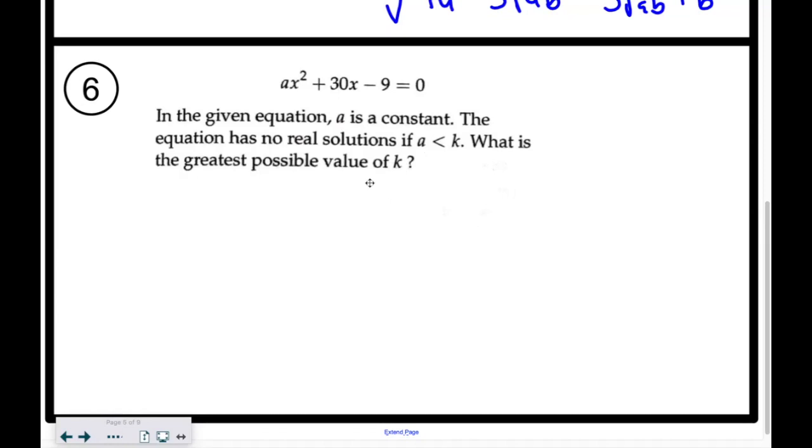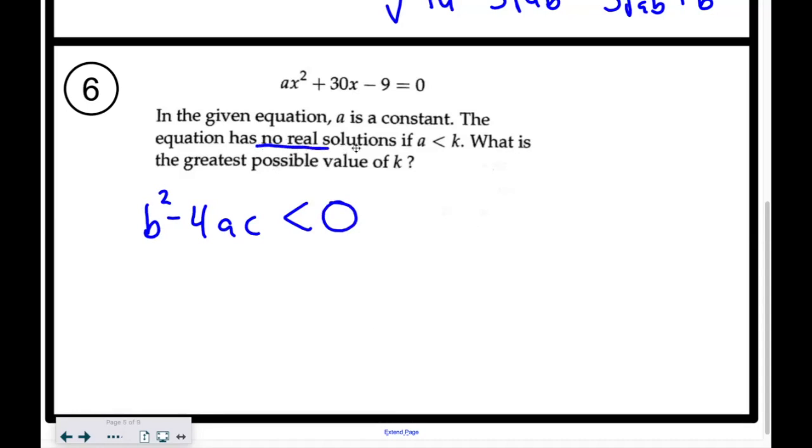So what I'm going to do is just use the discriminant. Hopefully we know, if we do a quick review, the discriminant is b squared minus 4ac. What that represents is the expression under the square root in the quadratic formula, and it determines how many solutions there are. If it is negative, there are no solutions because you can't square root a negative. If it's 0, there's one solution. If it's positive, there are two solutions.